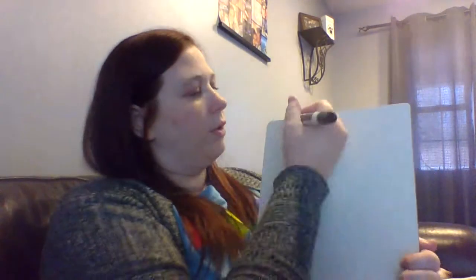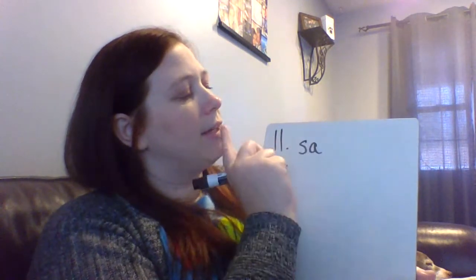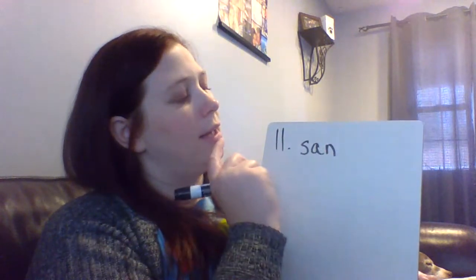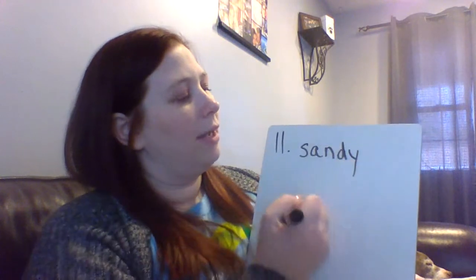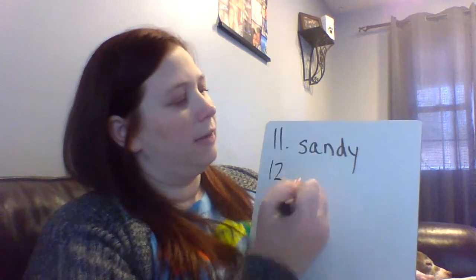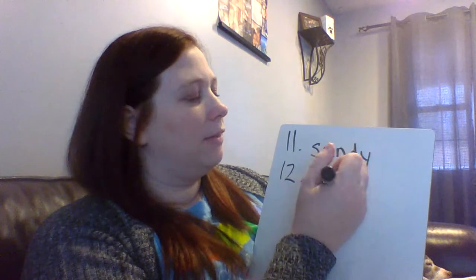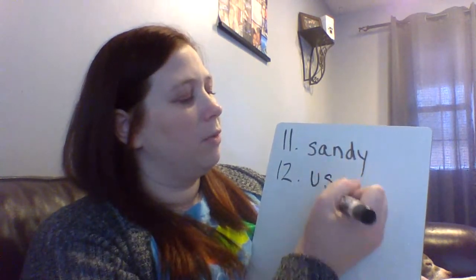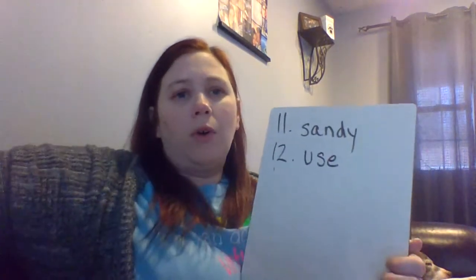Next, we're going to practice spelling a couple of words. Our first word on number 11 is sandy. S-A-N-D, and that E sound we hear at the end is a Y. Sandy. Number 12 is use. U-S. And then to make the U say its name, we're going to use that E at the end. All right. Next, we're going to move on. Make sure you have these down.